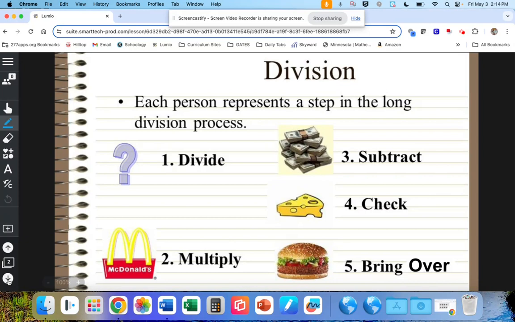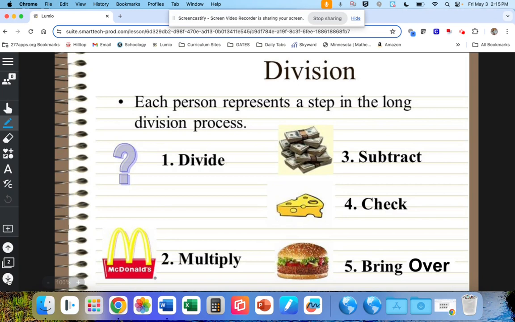Does McDonald's? M for McDonald's, multiply. You're going to multiply what you just divided to see how many times it goes into the inside number. Does McDonald's sell? S for sell stands for subtract. You're going to subtract what you just multiplied.